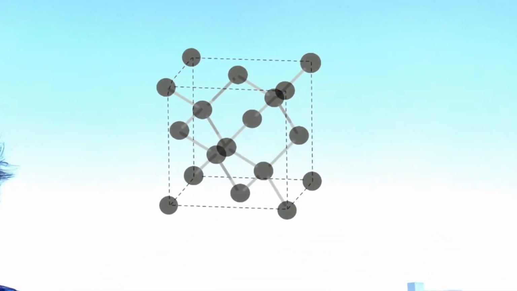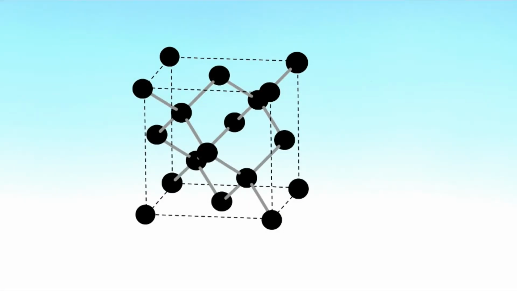Diamond is made out of carbon atoms, and each atom has 4 neighboring carbon atoms. But now, let's say you take one carbon atom away from the crystal, and leave the position behind empty. An empty position like this is called a vacancy, and it's a type of crystal defect.